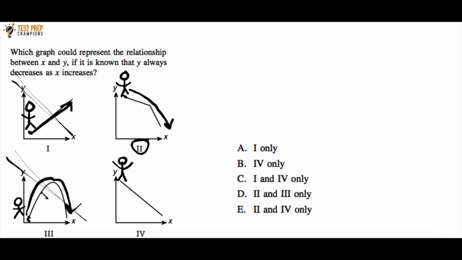x increases. Now, if we look at number 4 right here, we start at the leftmost portion and imagine the person just follows the line. We would see that the entire time the person would be going down a hill, which means that as x increases, y is also decreasing. So 2 and 4 appear to be the answers, so E is the correct answer here.